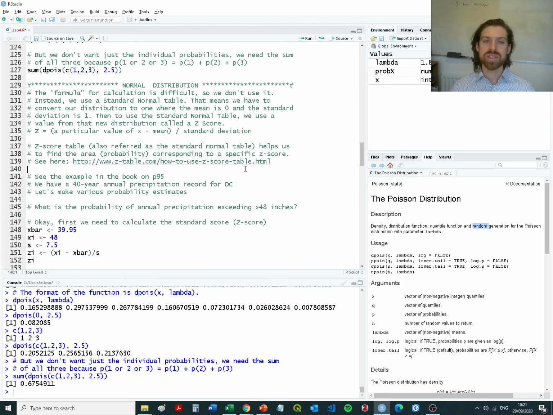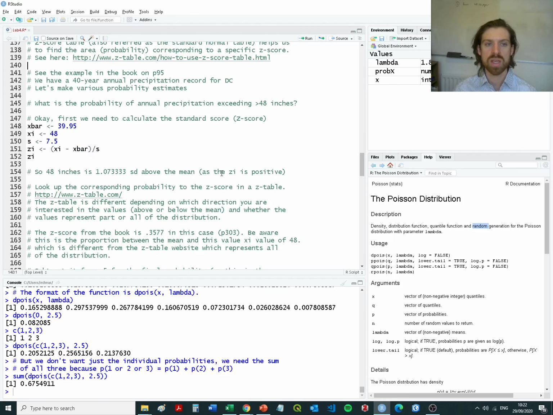Okay, so that's the general introduction to the normal distribution and why we're using Z-scores, the importance of it, and what we're going to do with these values. Let's think again about one of the examples from the book. If we go to page 95, we have a 40-year annual precipitation record for Washington, D.C. When you go in, you'll see these distribution figures, figure 6.3 and figure 6.4, and I think that these are important to be able to supplement graphically what we're going to cover here in the lab.